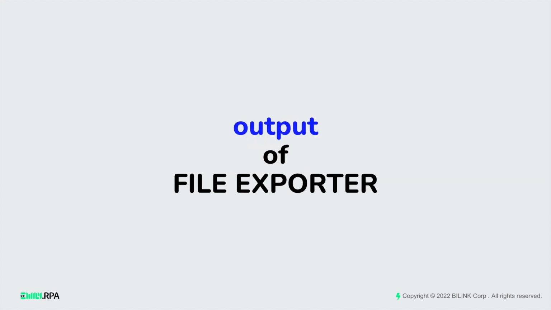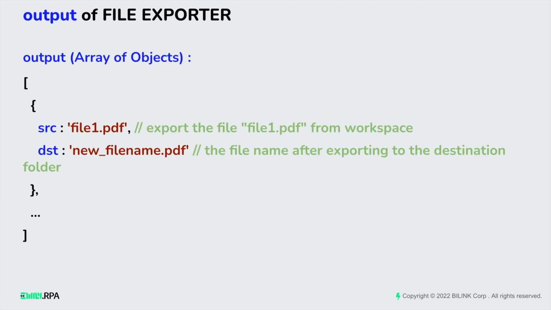Let's review the File Exporter module output variable. The format of the output variable is an array of objects. Users need to put the files to be output into the output array according to their requirement. The object in the output array represents a file to be output. The src key in the object represents the name of the file to be output from the workspace, and the dst key represents the name of the file to be output to the destination folder.